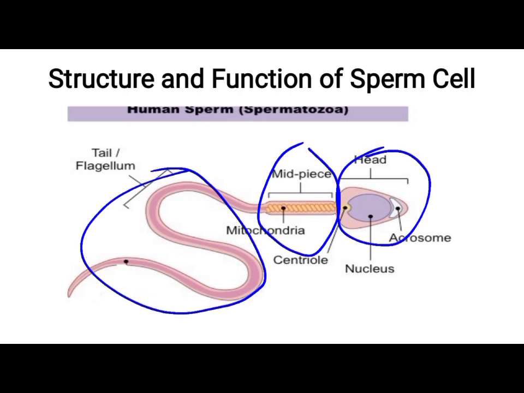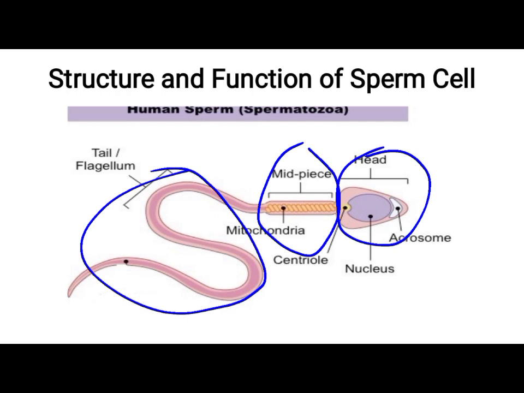Okay, so what is the function of the acrosome? The acrosome is located at the anterior end of the head, and it contains lytic enzyme. What's the function of the lytic enzyme? It's used to dissolve the egg membrane during fertilization, so that the egg membrane will be broken easily for the sperm to penetrate.